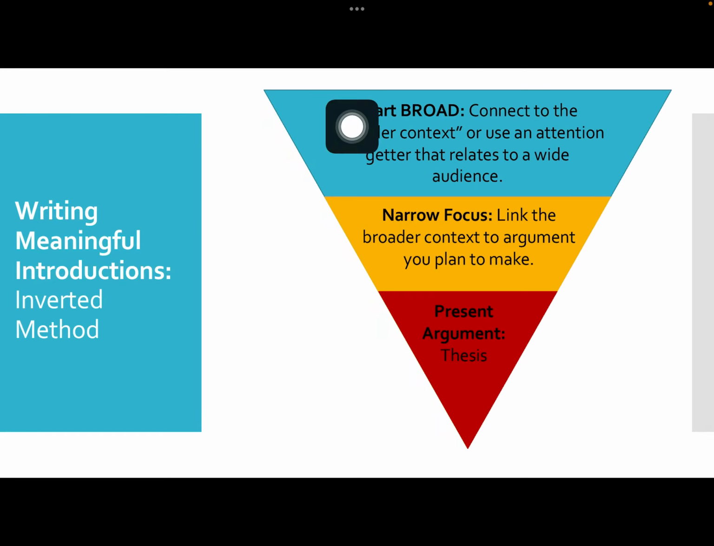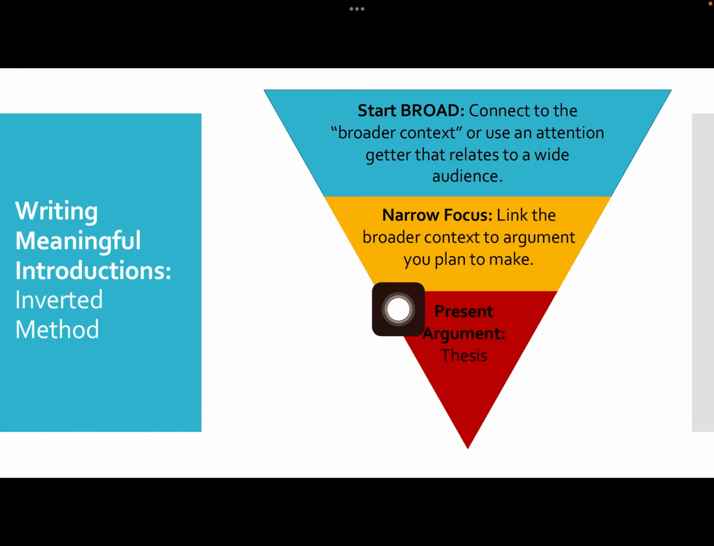If you look at the top over here in the blue, you'll see that it says start broad. What I mean by that is you're going to want to connect your topic, what you're going to write about, to the wider context. So in a way, engage your reader by telling them something that's relevant to them, by appealing to something they know about. In English class, they might have called this your attention getter, your hook, but it's really that big picture entry point that everyone can use to bring them into your argument.